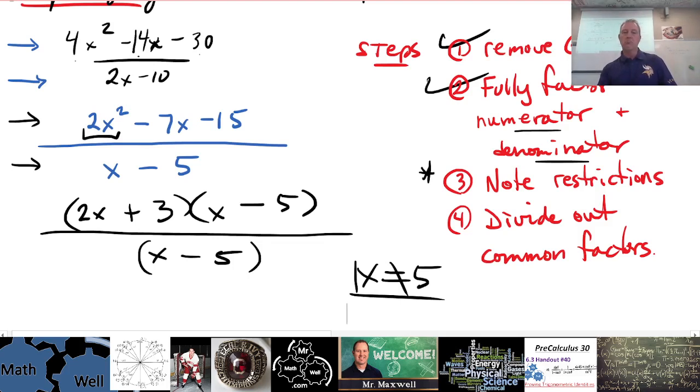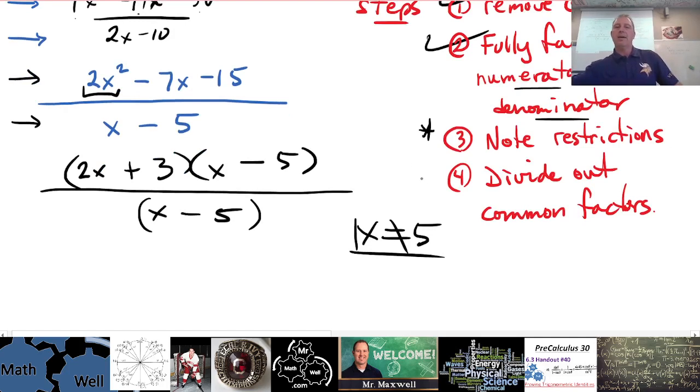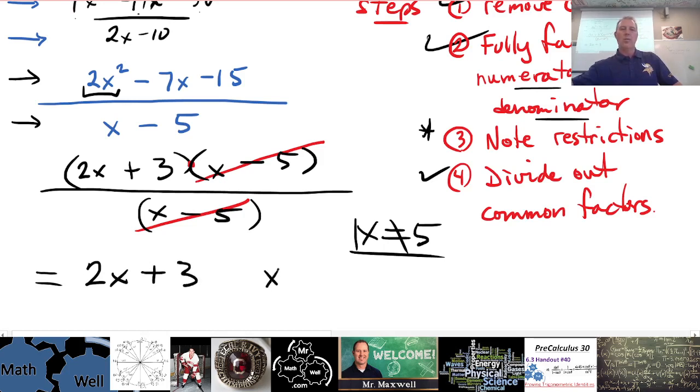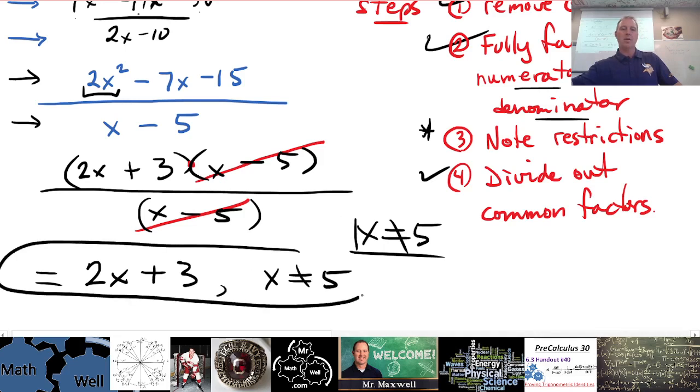Any other restrictions? Nope. We can have anything we want up top, right? Plus, minus, decimal, fraction, 0, anything. It's just the bottom where we have those restrictions. Finally, divide out common factors. And here we see pretty plain that we have an x minus 5 as a complete factor. This is multiplied by 2x plus 3. And this is a complete factor on the bottom itself. So my simplified expression is just 2x plus 3 with this little caveat here that x cannot equal 5. And that would be your simplification.